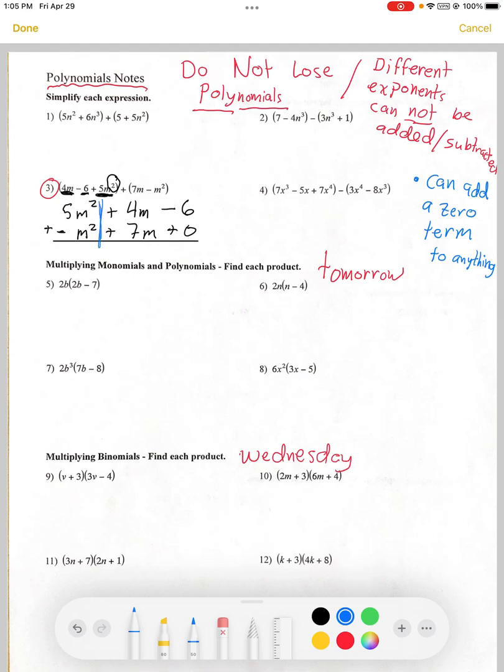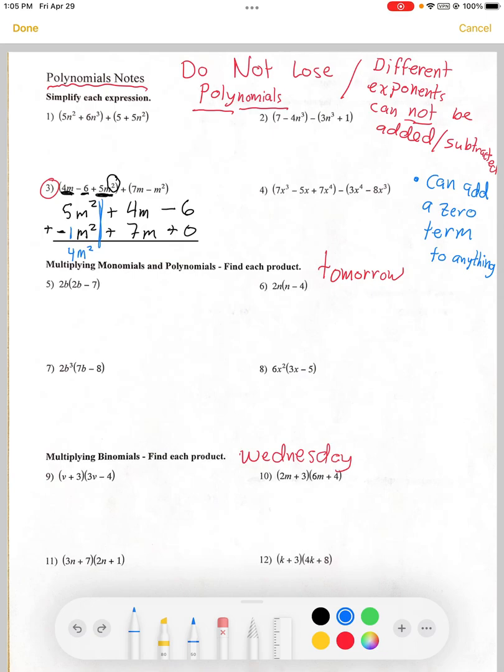So let's start first with the 5m squared minus m squared. Remember, if there isn't a number there, there's always a 1. So it's going to be 5m squared minus m squared will give you 4m squared. The m squared part stays the same. It's the variable. It doesn't change. What changes is the number attached to the variable. That's a very common mistake I see too.